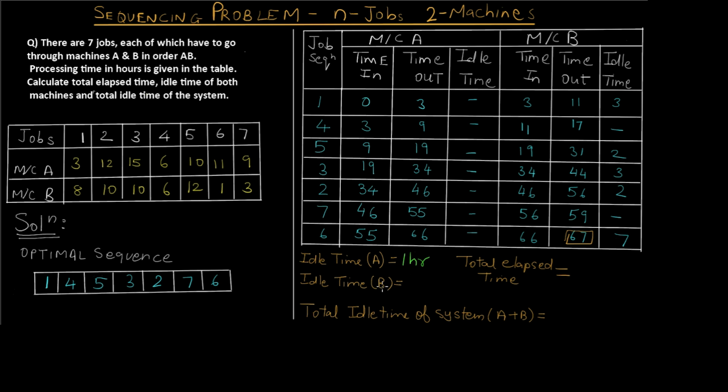Now idle time of machine B we have calculated over here. So we have to add 3 plus 2, again 3 plus 2 and plus 7. That would give us 17 hours. And the total idle time would be 17 plus 1, that is 18 hours. Now the total elapsed time is the last value when the last job was done on machine B. So as you can see, I have marked it in a yellow box, and 67 is the last hour where the last job was finished by machine B. So the total elapsed time would be 67th hour.